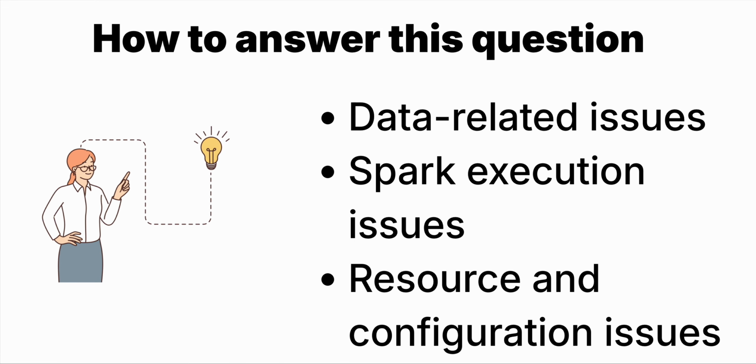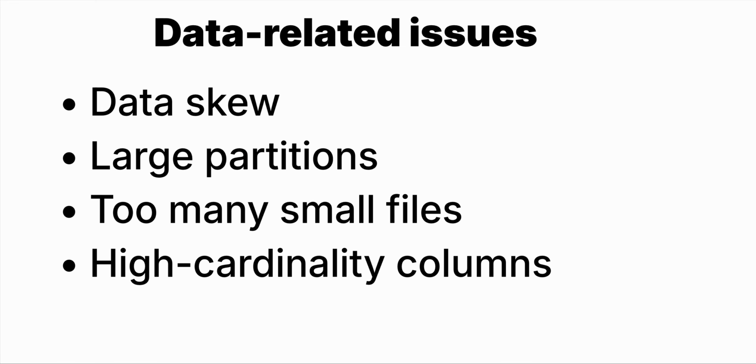You divide it into three layers. You talk about the data related reasons, you also talk about the Spark execution job issues, and you can also talk about the resource and configuration issues. Now, let's see what comes under the data related issues. Generally, in data related issues, you will talk about the data skewness, the partitioning has not been done correctly, so you have either large partitions or too many small partitions, or there are very high cardinality columns.